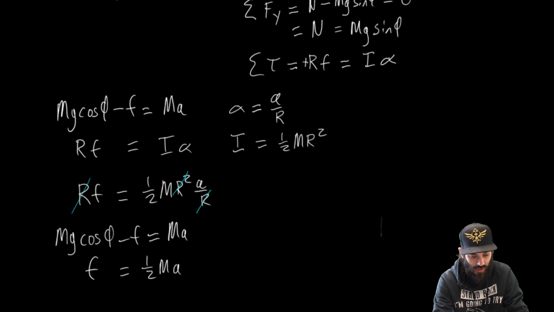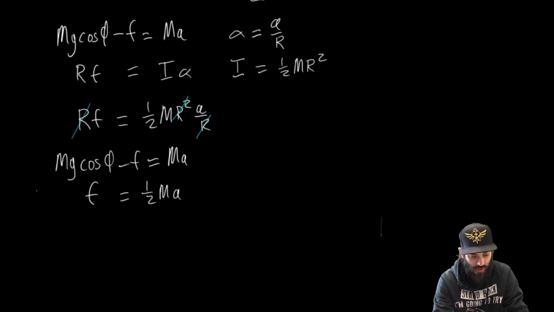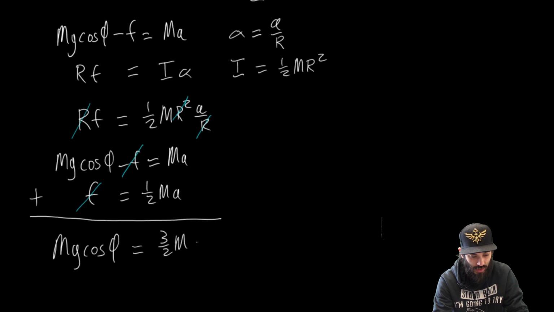And then what we do is we just add these together. We add these directly together, and the reason why we're doing that is because we see that we have a negative F here and a positive F there. Those are going to cancel. And then we're left with mg cos phi is going to be equal to 3/2 M times A.